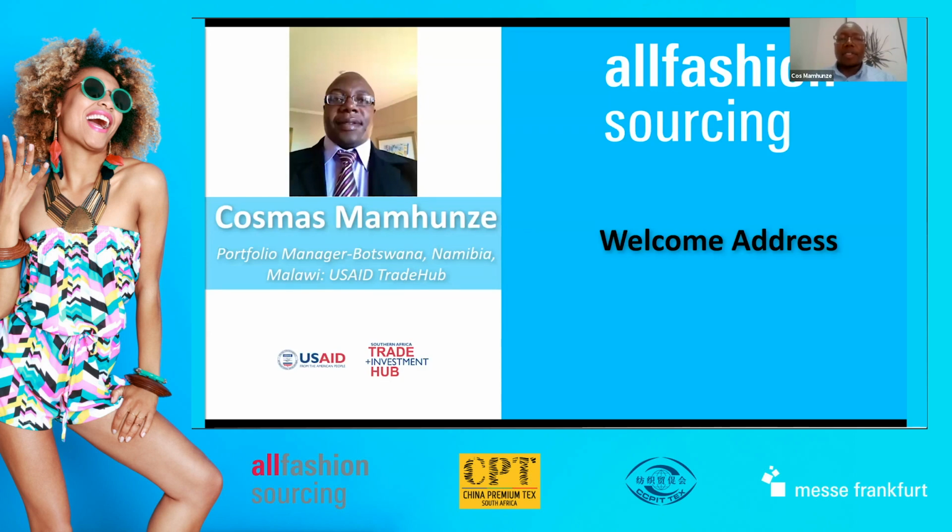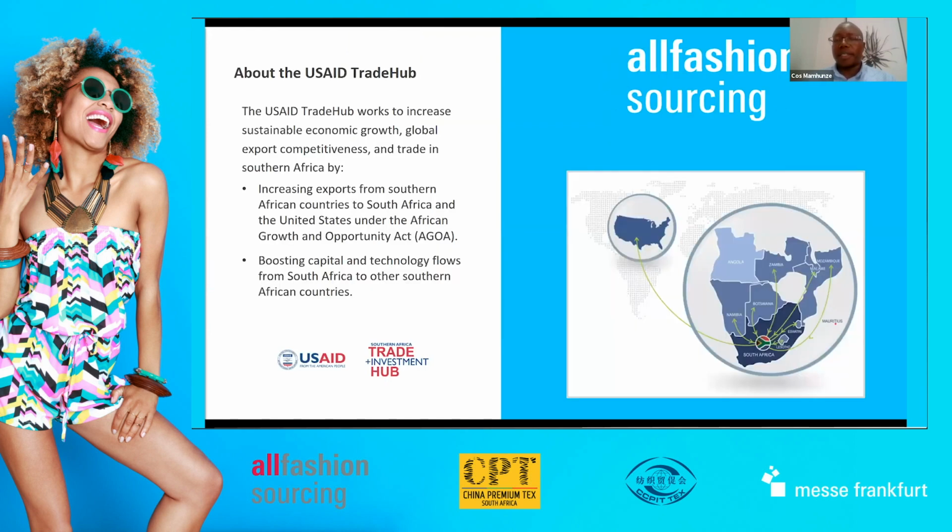So just a bit about USA Trade Hub. We are a regional project funded by the US government through USAID Southern Africa. The project covers 8 countries, which include Botswana, Eswatini, Lesotho, Malawi, Mozambique, Namibia, South Africa, and Zambia. Our main mandate is to promote economic growth in the region.